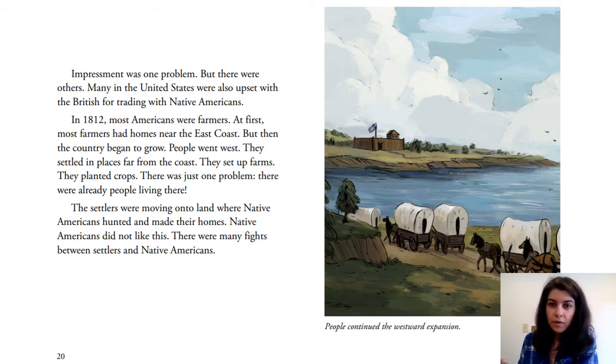Let's read to find out who was already there and how they responded to these settlers moving onto their land. The settlers were moving onto land where Native Americans hunted and made their homes. Native Americans did not like this. There were many fights between settlers and Native Americans.